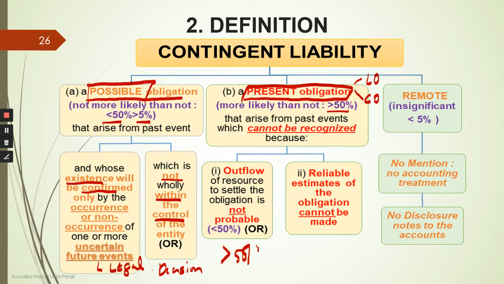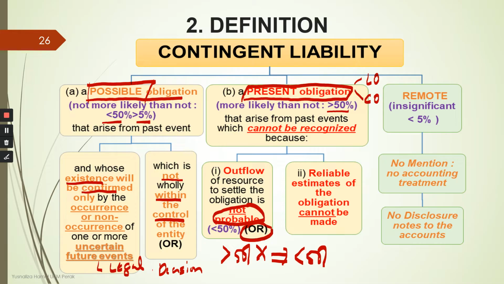So if the chances are not more than 50% but less than 50%, that is considered as not probable. When not probable, it means you cannot recognize a liability. So provision cannot be recognized. Or if this is met, outflow is probable, you still have a problem.